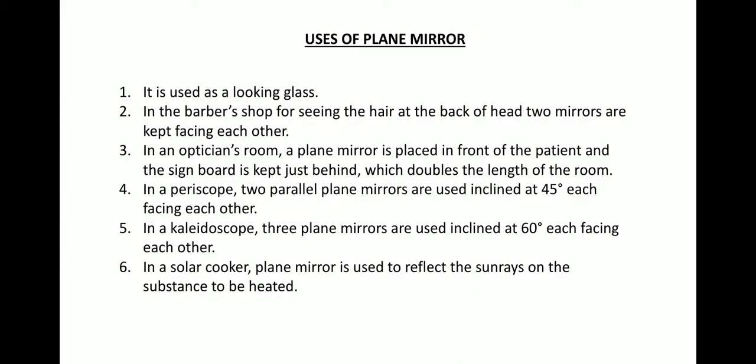Number 4, in a periscope, 2 parallel plane mirrors are used inclined at 45 degrees each, facing each other. Number 5, in a kaleidoscope, 3 plane mirrors are used inclined at 60 degrees each, facing each other. And number 6, in a solar cooker, plane mirror is used to reflect the sun rays on the substance to be heated. Alright, so these are the uses of plane mirror. If asked, then depending on how many points have been asked, you can write down these 6 points in this way.